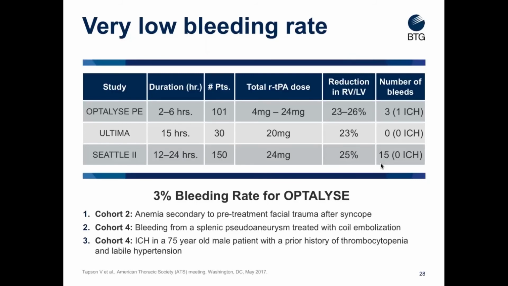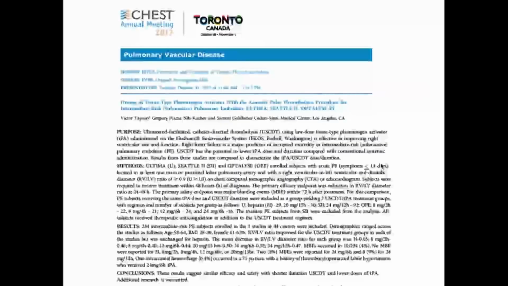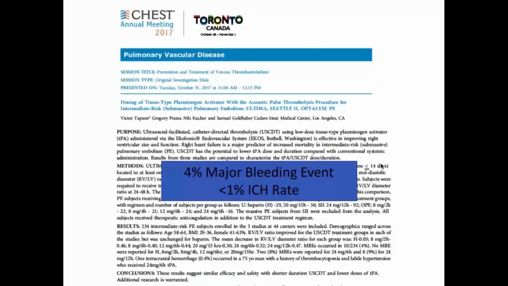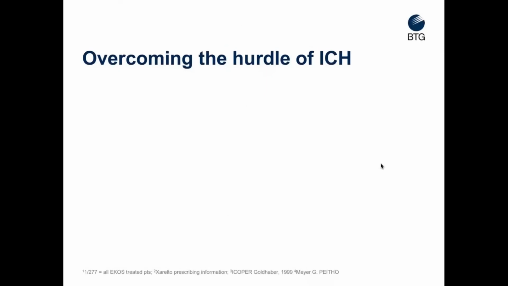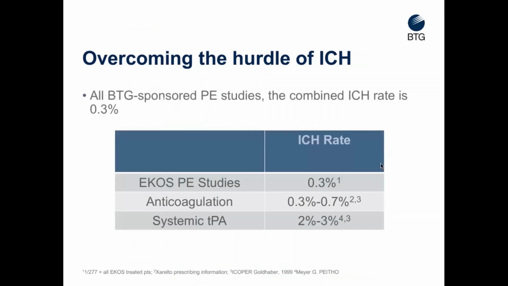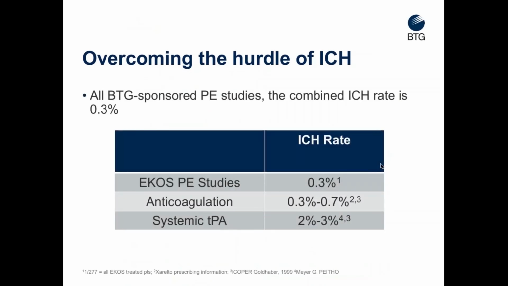In a timely presentation, Dr. Tapson and his colleagues compiled the EKOS trial data, which consisted of data from Ultima, Seattle 2, and OPTALYSE PE, and showed that within the EKOS therapy data that's been completed, there's only a 4% major bleeding rate event and a very low intracranial hemorrhage rate of less than 1%. So this overcoming of the hurdle of intracranial hemorrhage is really important.